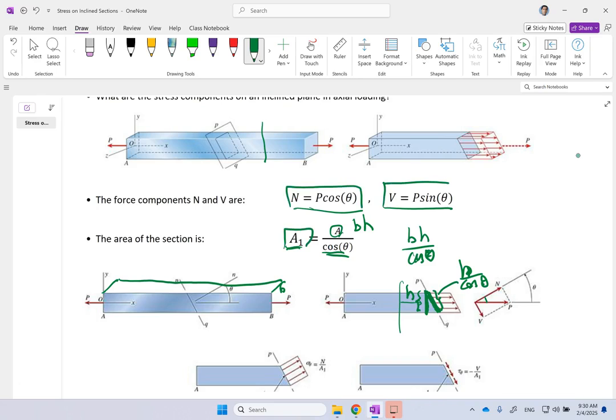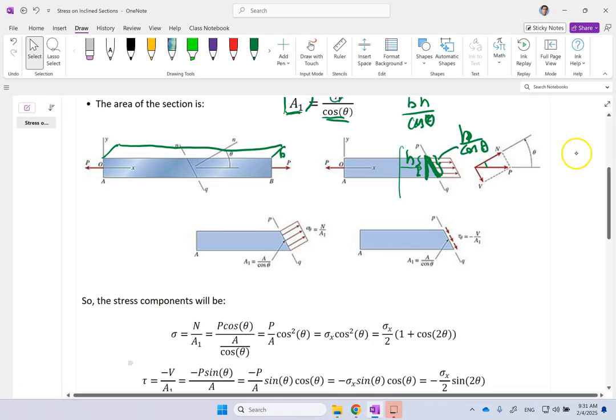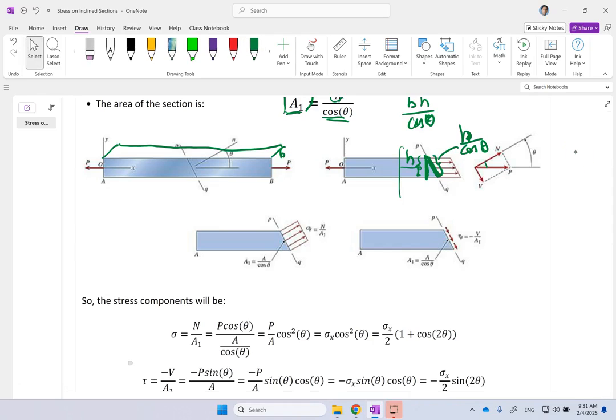These are the normal and the shear components, so we can get the normal and shear stress. Of course, sigma is going to be N over A1, so P cosine theta over A over cosine theta. You're going to get P over A cosine squared theta. This P over A is the sigma x that you had in the axial load. And cosine squared theta we can write as (1 plus cosine 2 theta) over 2.